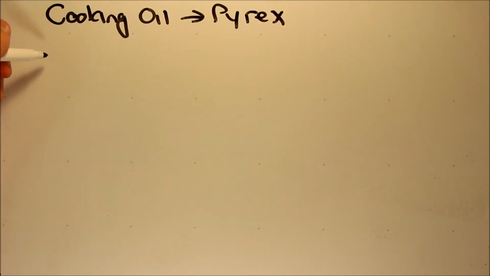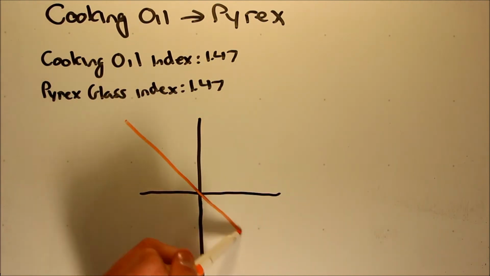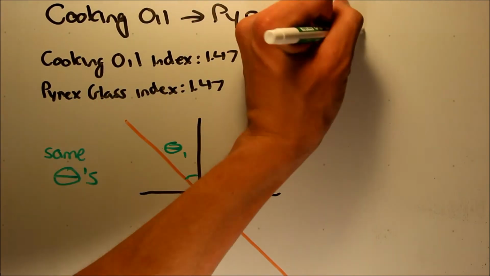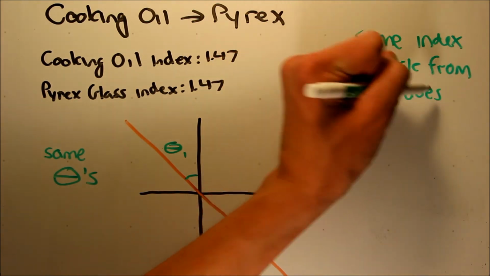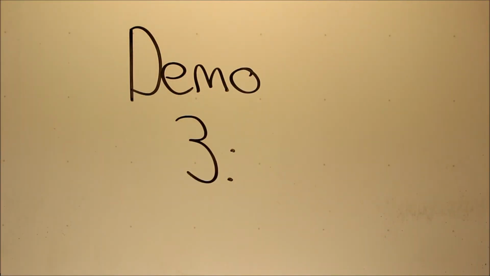In this example, light is moving through cooking oil into Pyrex. Because these two substances have the same index of refraction, the light will stay at the same angle because the index of refraction is the same. But what does this really mean? Let's take a look at Demo 3.